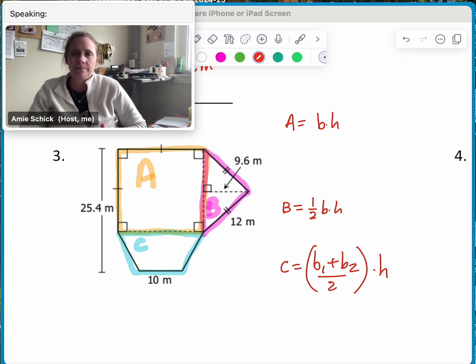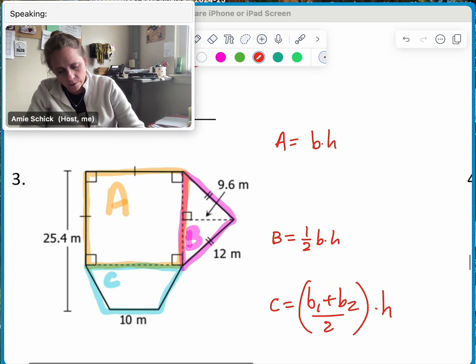Now I need information. To find the area of that square, I need to know the sides. I don't think I have the sides. I see 25.4 over there. That's all I see. Okay, so it is time to figure out what's going on with this square. I am going to focus my attention for a minute on this yellow triangle, because I feel like I have some information. Not enough, but some.